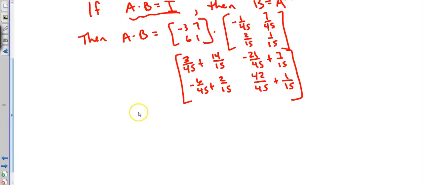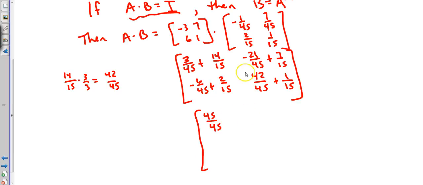So go through and simplify. Up here, we've got to get a common denominator, so we need to multiply this by 3. 14/15 times 3/3 is going to give us 42/45. 42 plus our 3 is going to give us 45/45. So that's good. We get a 1 there. This guy, common denominator again, 7/15 times 3/3 is going to give us 21/45.